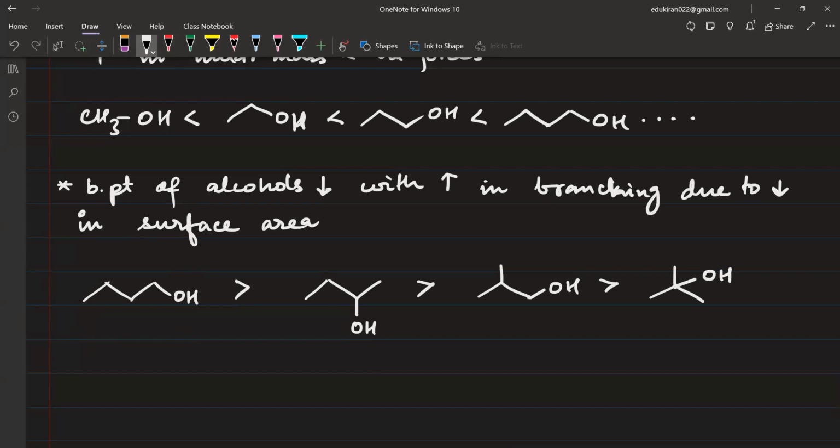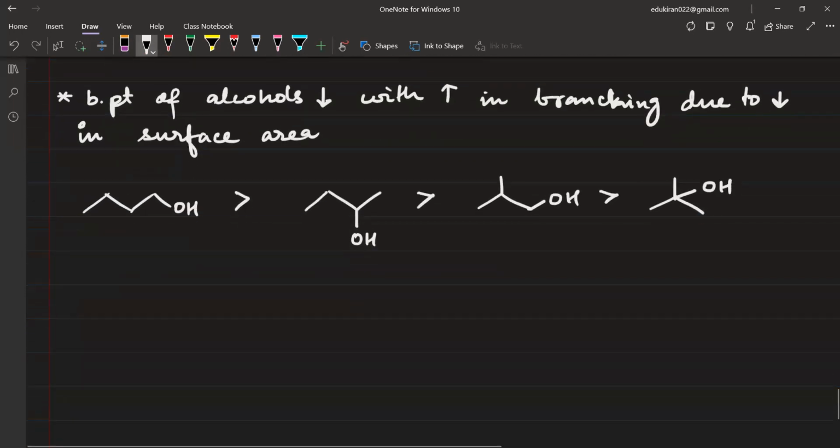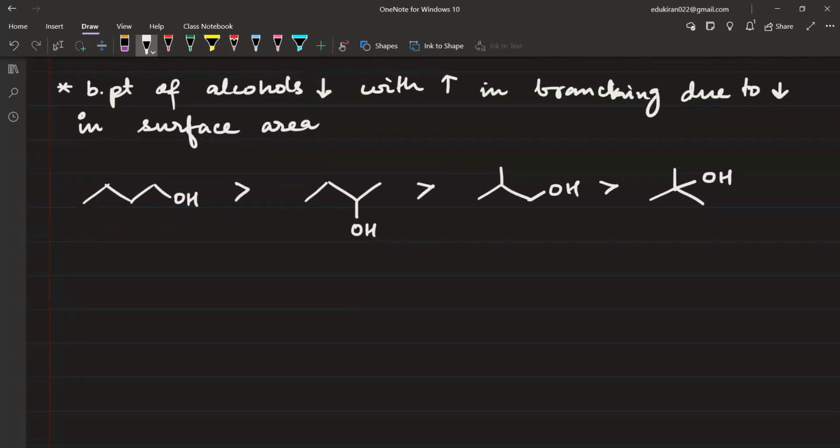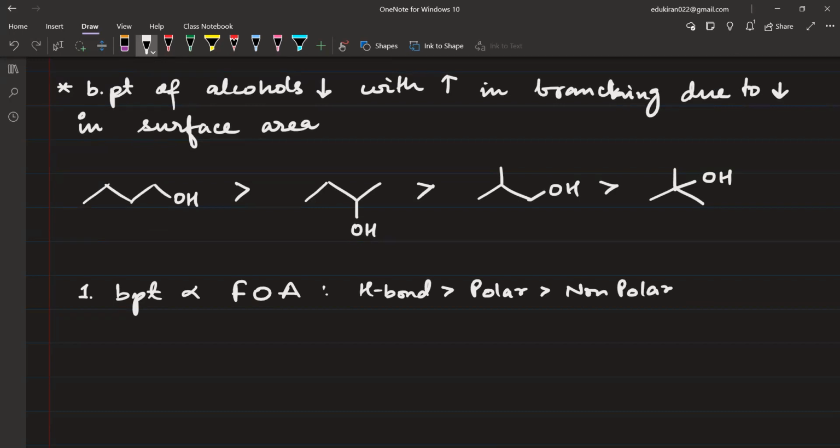So first of all, see how we are going to compare. First of all, you will compare: number one thing is boiling point is directly proportional to force of attraction. And this has hydrogen bond. After that, polar. After that, non-polar. Secondly, you will see boiling point is directly proportional to molar mass. Thirdly, after that, if molar mass is also same, then you will look at the branching. And it is inversely proportional to branching.